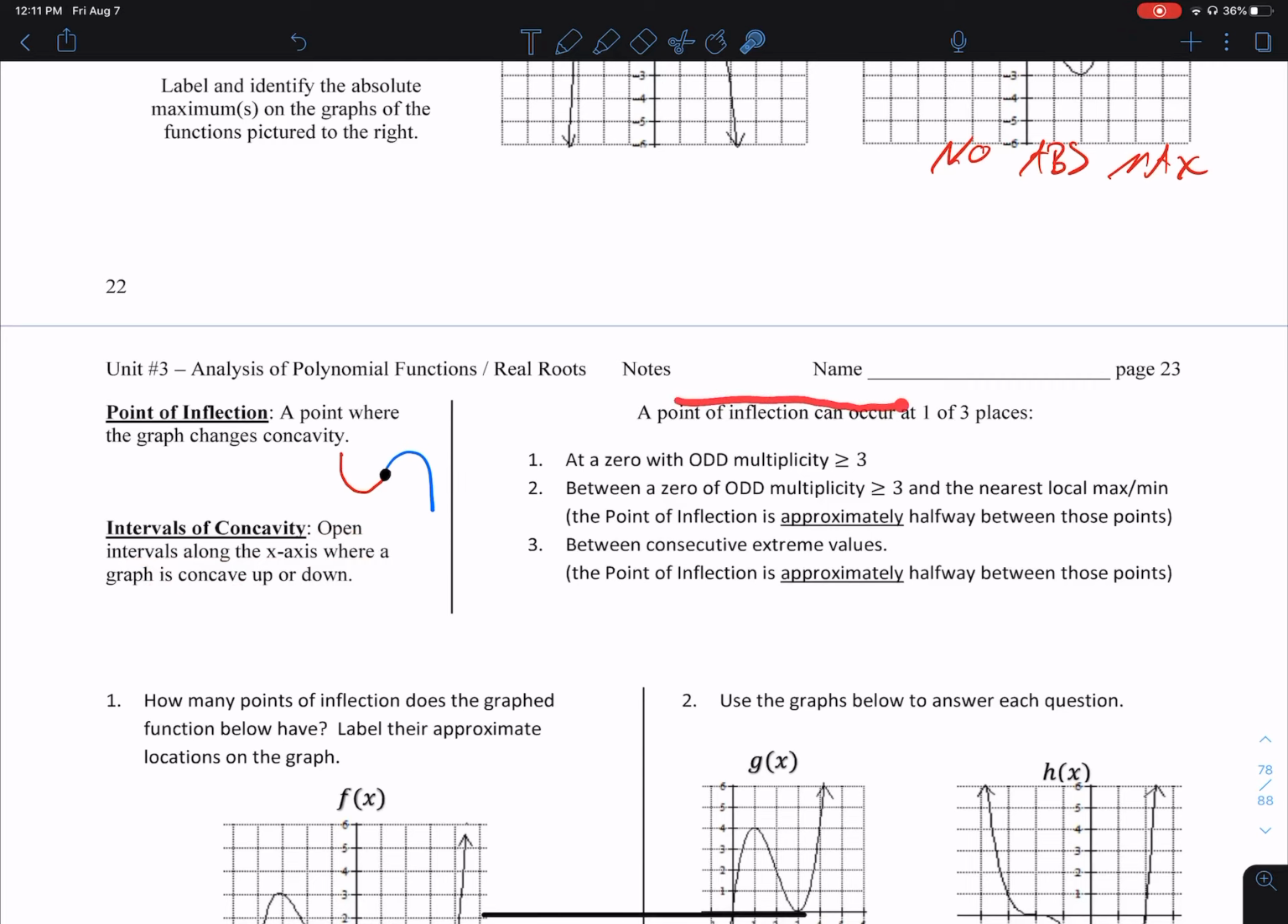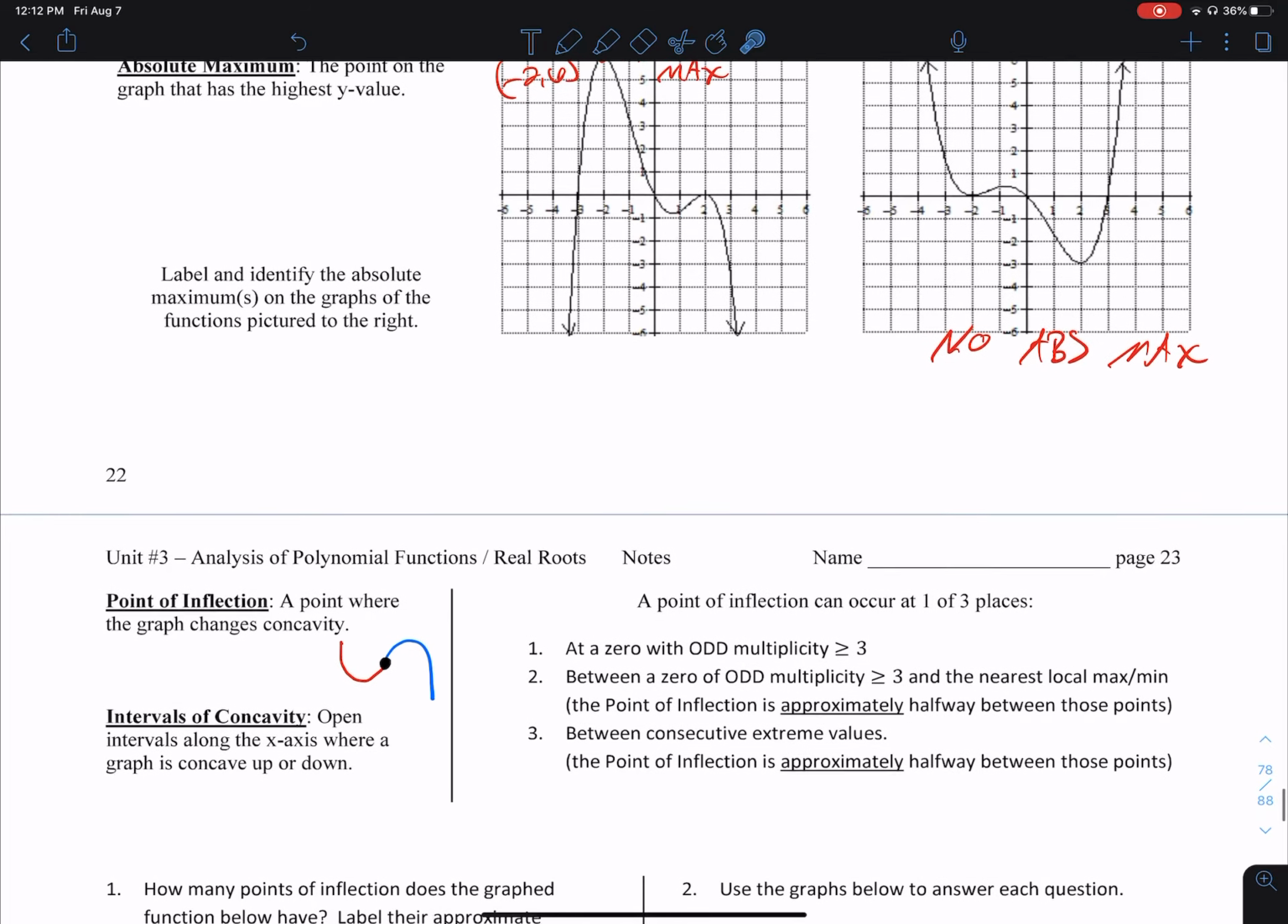Point of inflection can occur at one of 3 places. It's going to occur at a 0 with an odd multiplicity of at least 3. We've seen that happen already. Or between a 0 of odd multiplicity of at least 3 and the nearest local min or max. And then this next part is important. I've underlined the word approximately. Point of inflection is approximately halfway between those points.